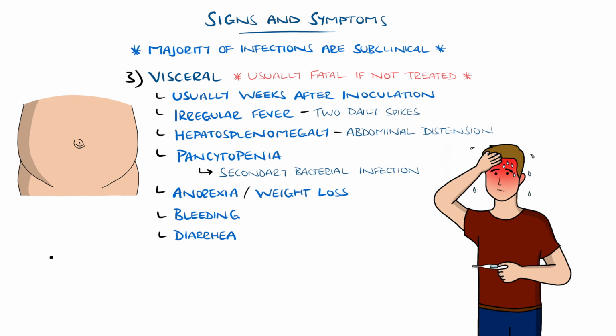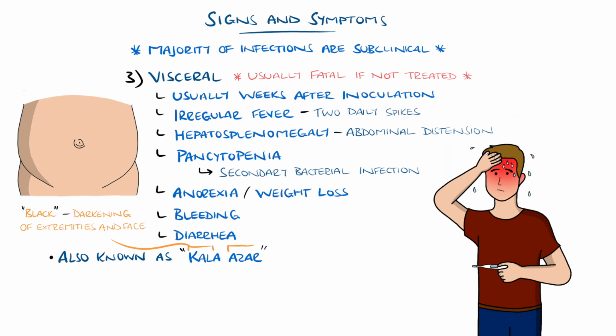It is also known as Kala Azar, which means black fever in Hindi, owing to the darkening of the skin in the extremities and face, noted in the Indian forms of the disease, as well as the notable fever. Those who have subclinical forms and clear the disease become immune, unless later they become immunocompromised, for example via HIV.